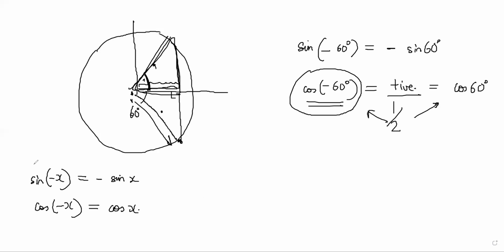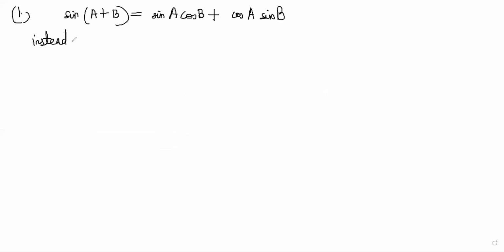That is an important rule to know, because it helps us manipulate the formulas we have derived. For example, sine A plus B is sine A cos B plus cos A sine B. Now, instead of B, I can replace it with minus B. If I do that, I'll get a formula for sine of A minus B.